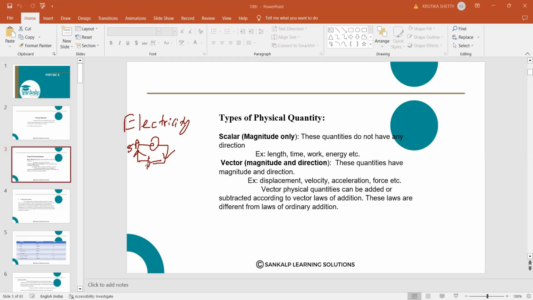Ma'am, vector quantity. Yes. So according to the definition, what you people along with me will feel is that it is a vector quantity.